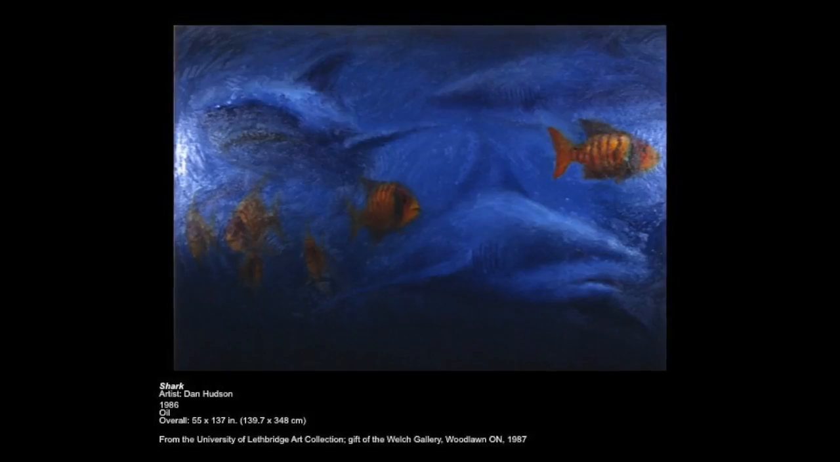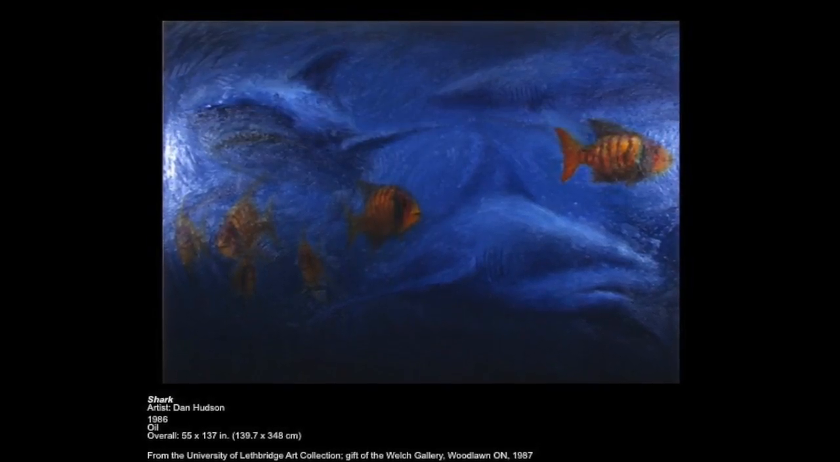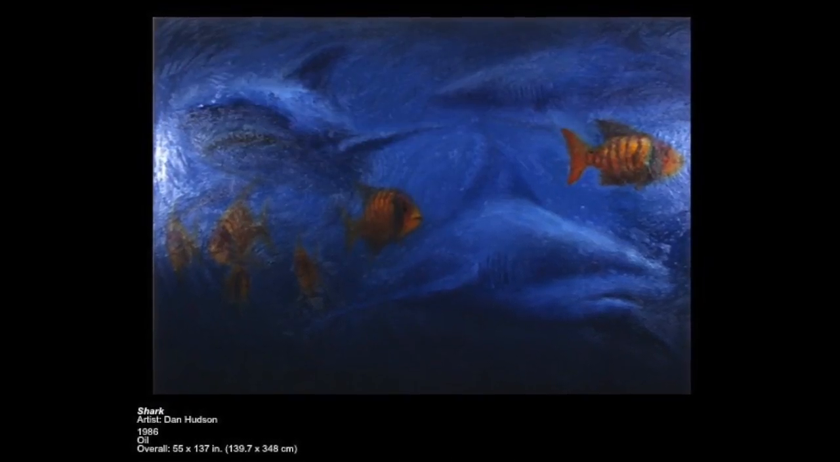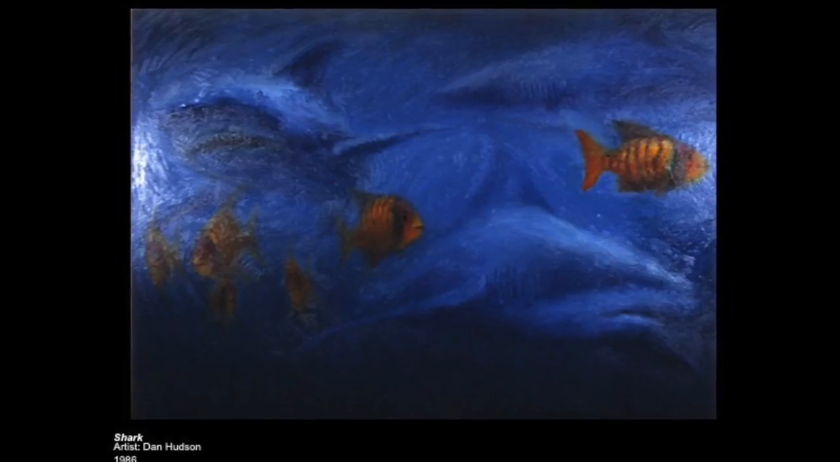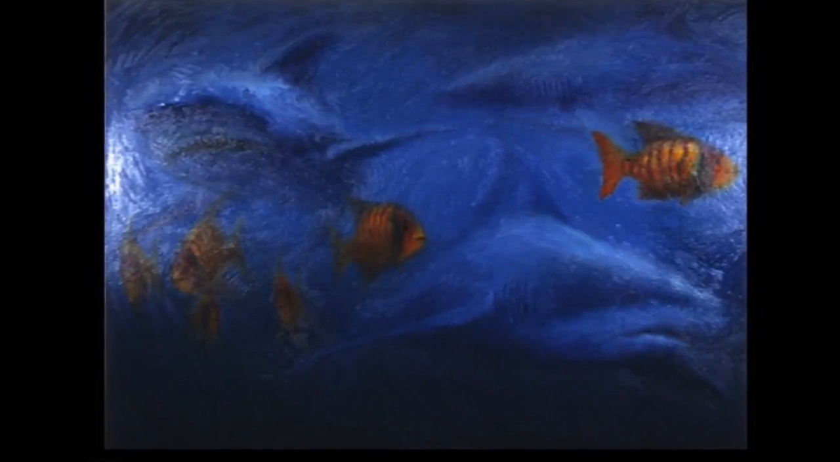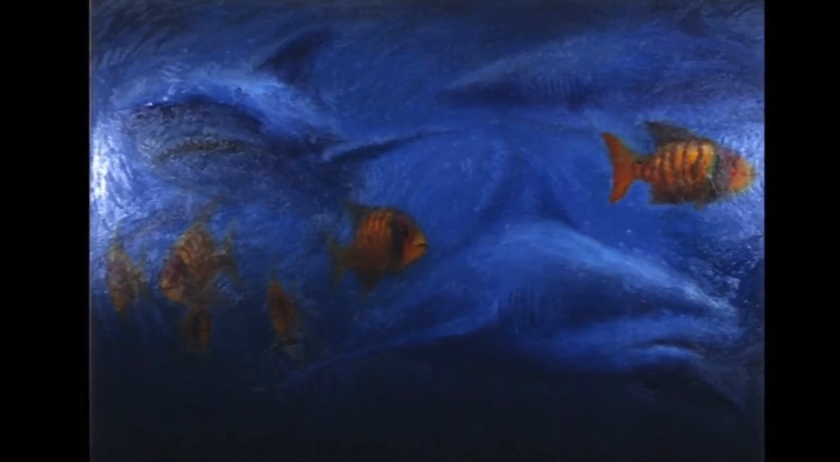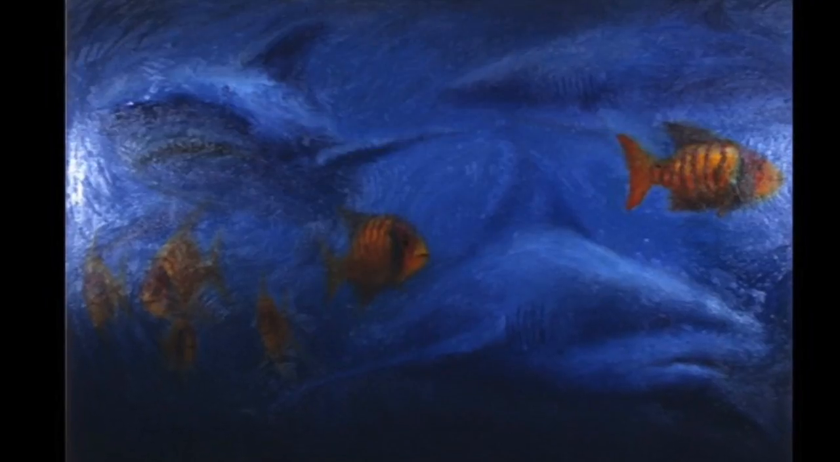This oil painting by artist Dan Hudson, titled Shark, is an excellent example of the use of complementary colors, orange in the fish and blue in the water and the sharks. As well, different values of the hue or color blue are used throughout. Various tints and shades of blue are used to enhance, but also hide parts of the shark and blend them in with the water.